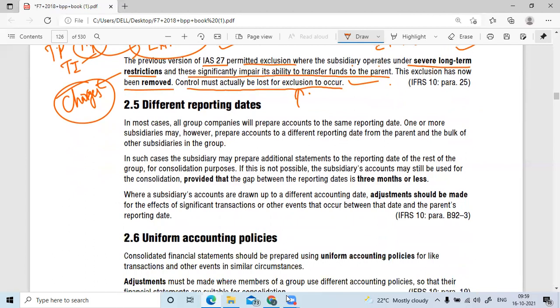What is this? If the company is excluded from the books, there is no control now. Finished. What do you mean by different operating dates?